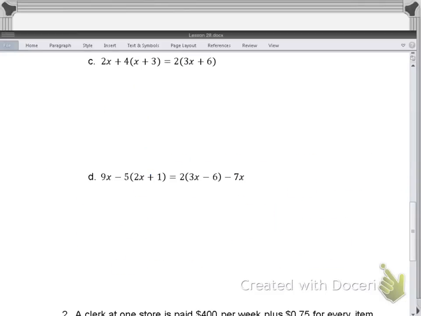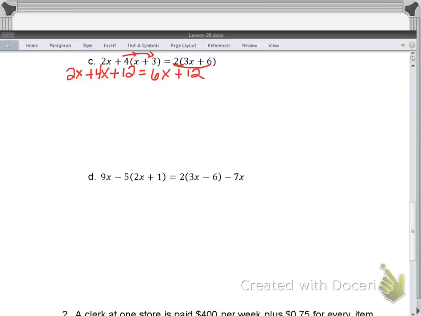We're going to go to example C in your notes, which is on the second page, and we're going to solve this. First thing we're going to do is distribute the 4. So first we can write down 2x, that's not going to change. So we have 4 times x, which is 4x, so it's plus 4x, and 4 times 3, which is 12, so plus 12. Okay, on the other side, we're going to distribute the 2 to the 3, so that's 6x, and then distribute the 2 to the 6, so 2 times 6, which is 12, so that's plus 12.